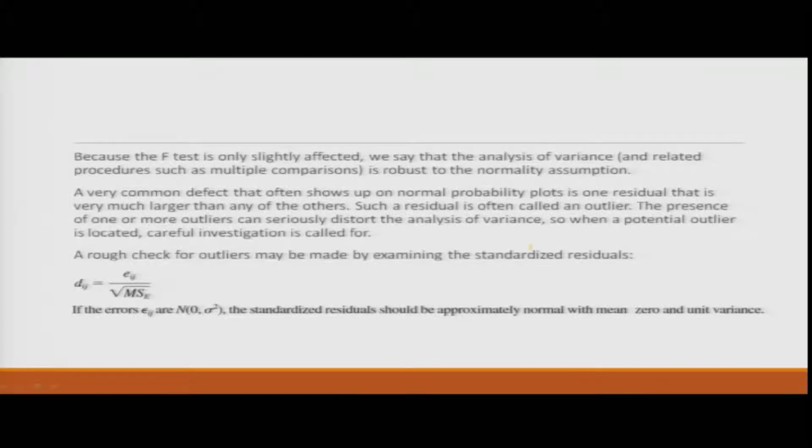A rough check of the outliers may be made by examining the standardized residuals. So, I have basically the errors divided by the square root of the mean square error. That should give me an idea if there are outliers, and obviously we know the errors are normally distributed with 0 mean. I am repeating it, with sigma square as variance. The standardized distribution should be approximately normal with mean 0 and unit variance. Standard case means I am considering the variance as 1.